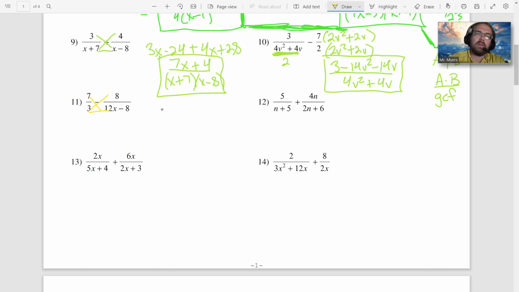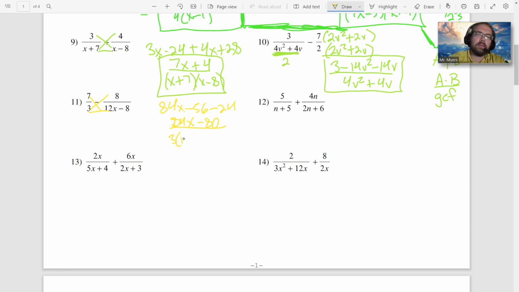Is that right? No, 84. 84x minus 56. Then 3 times 8 is 24. Ooh, that was thunder. Yeah, 84. Okay. And then we can simplify. We'll go ahead and simplify that. 84x minus, that's going to be 5, 6, 7, 8 over, we multiply the bottoms.